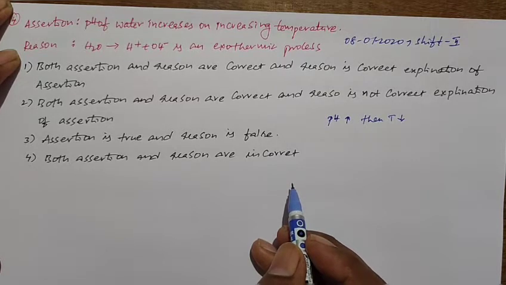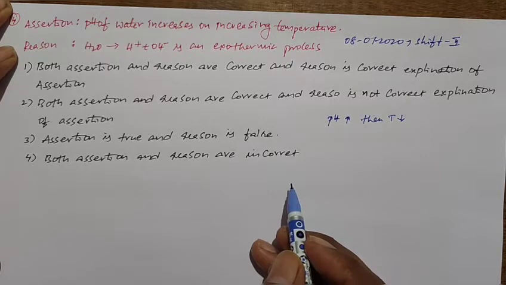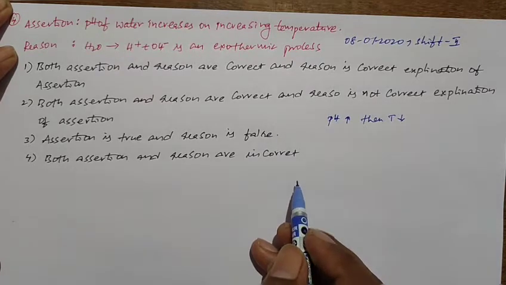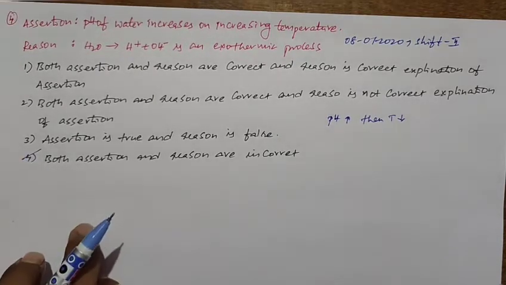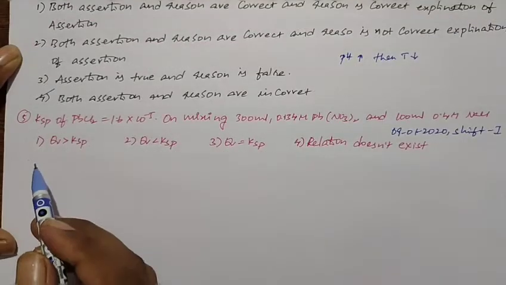is an exothermic process. Actually, it is an endothermic process. So both assertion and reason are wrong statements. So the fourth option is the right option. That's all. Okay students, so this is the next problem.